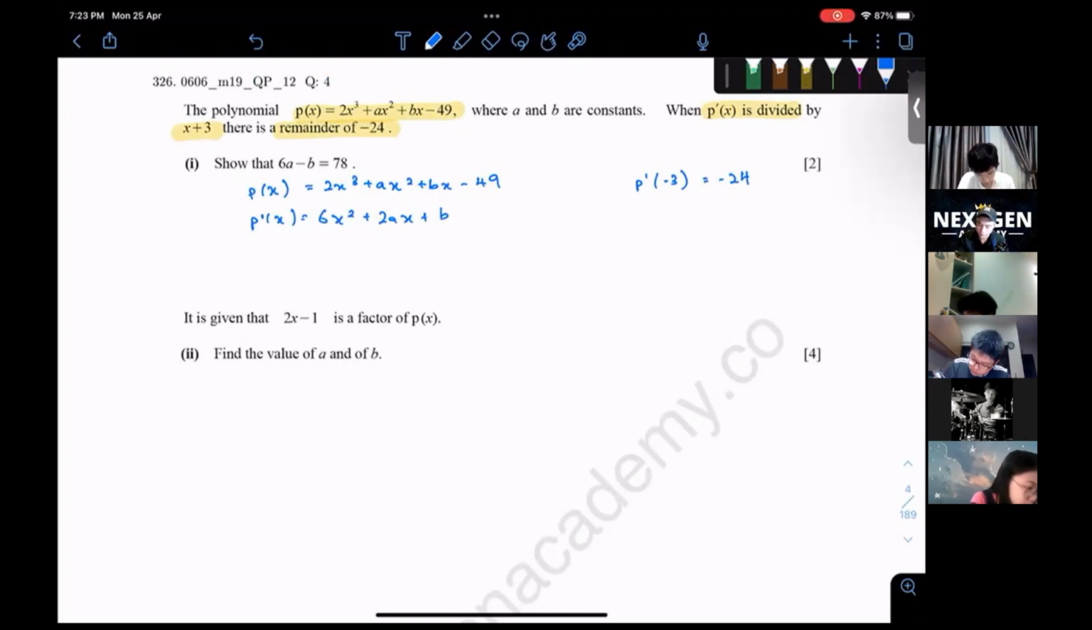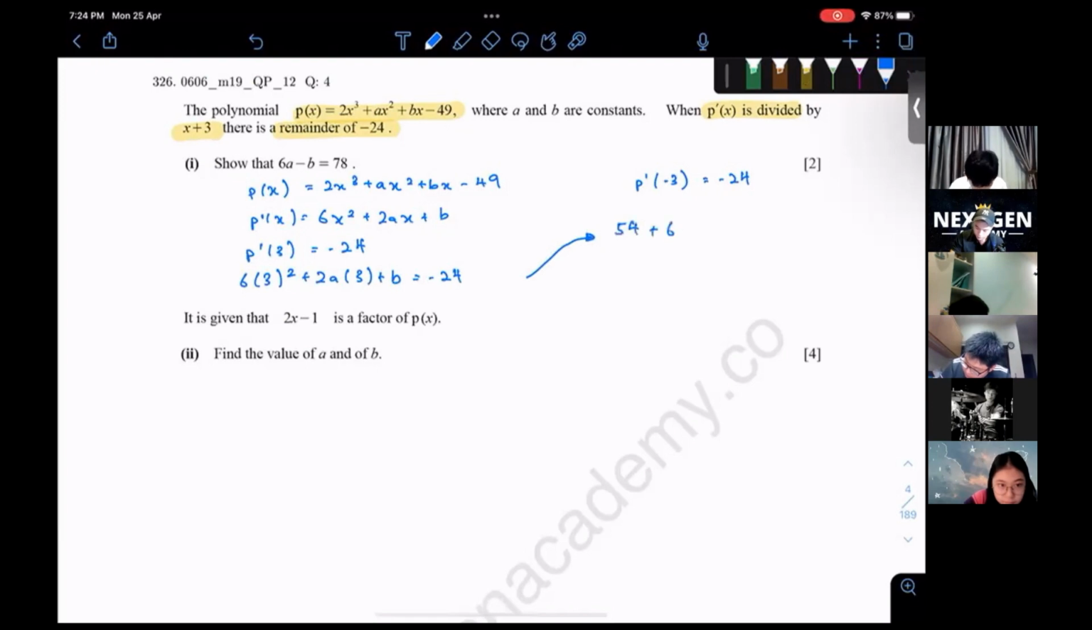Therefore, now I substitute p prime 3. p prime 3 equals negative 24, which is 6 times 3 squared plus 2 times a times 3 plus b equals negative 24. We continue here. This will be 6 times 3 squared, 54 plus 6a minus b equals negative 24. 6a minus b will equal 70.